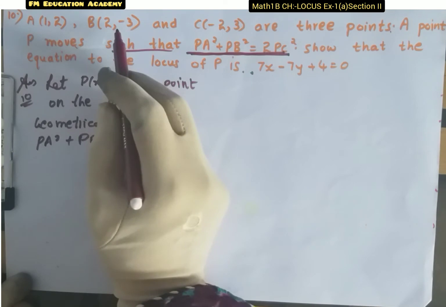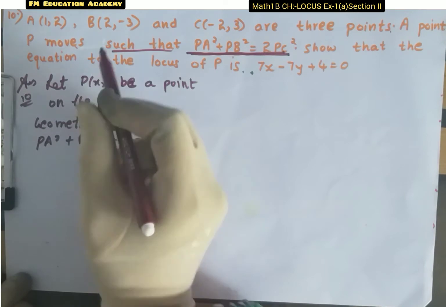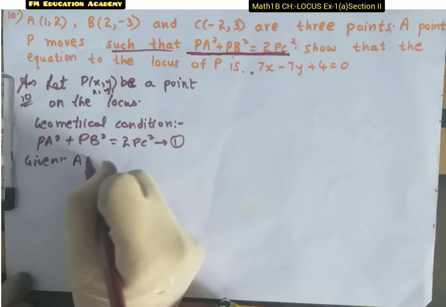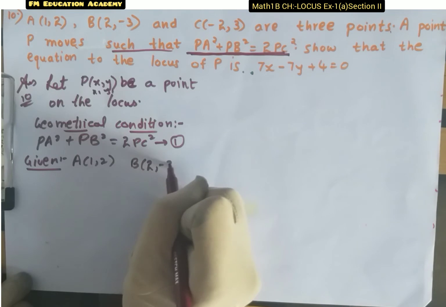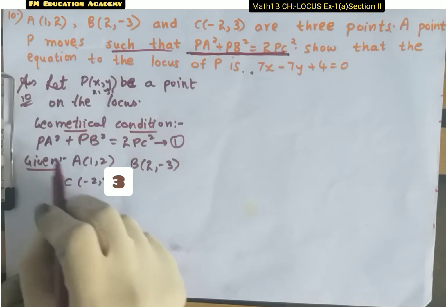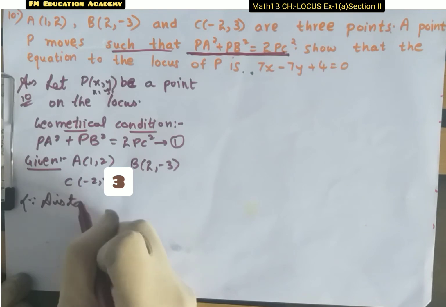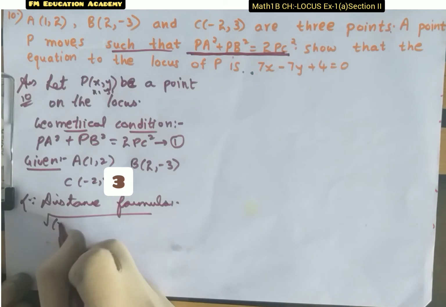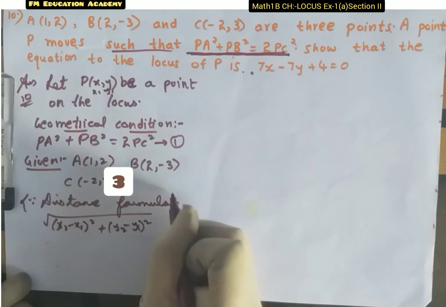A point is given, B point is given, and C point is given, and P already we have assumed. So for PA, P is x1 y1, given A as 1 comma 2, B as 2 comma minus 3, C as minus 2 comma 3. So let us substitute from the distance formula all this. First we'll write which formula we are using. Distance formula. What is our distance formula? Root of x2 minus x1 whole square plus y2 minus y1 whole square.